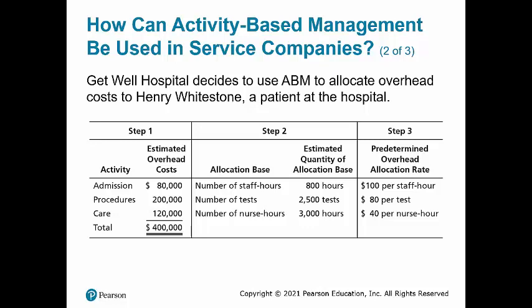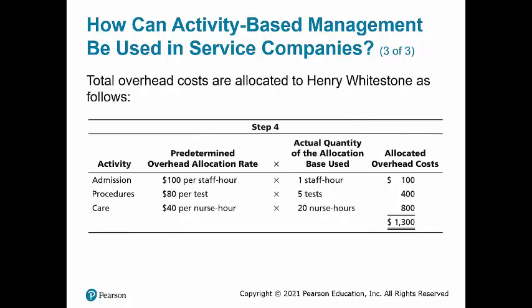In step 3, they have determined the predetermined overhead allocation rate by dividing the total estimated overhead cost in step 1 by the total estimated quantity of the allocation base in step 2. So for admissions, the predetermined overhead allocation rate is $100 per staff hour. For procedures, it's $80 per test, and for care, it's $40 per nurse hour. On this slide, we see how these overhead costs were allocated to Henry Whitestone.